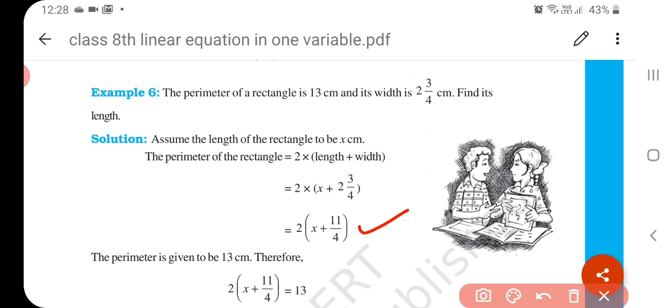Okay, understand. So our answer is 2 into x plus 11 by 4, but it is given the perimeter is 13 centimeters. So the perimeter we have to find. So here we can write 13 also. Okay, understand.